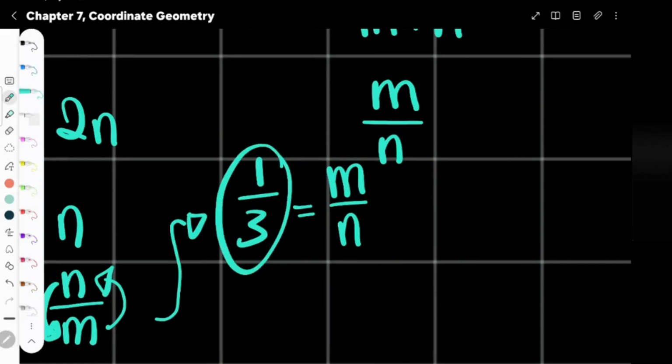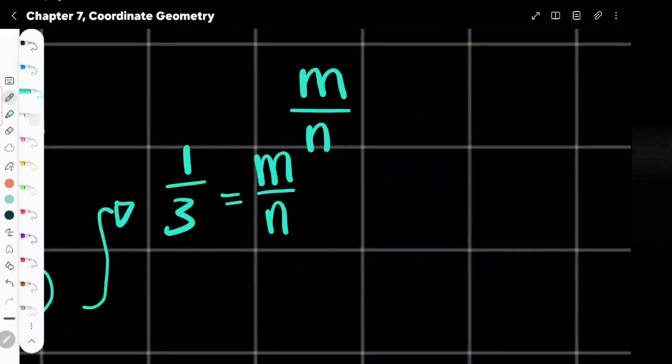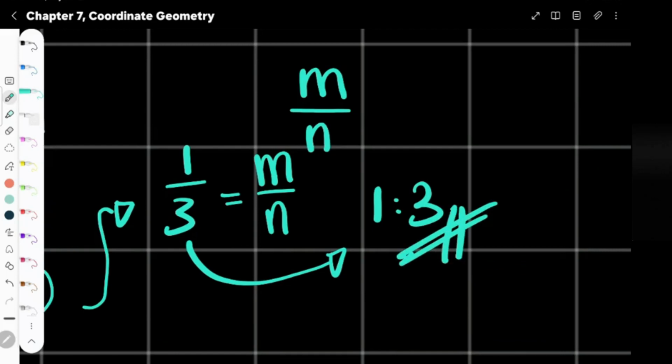And then look here, remember, this is a fraction, right? Fraction can be turned into ratio. So let's turn this into a ratio. It becomes 1 to 3. Tada! Simple. That's the answer.